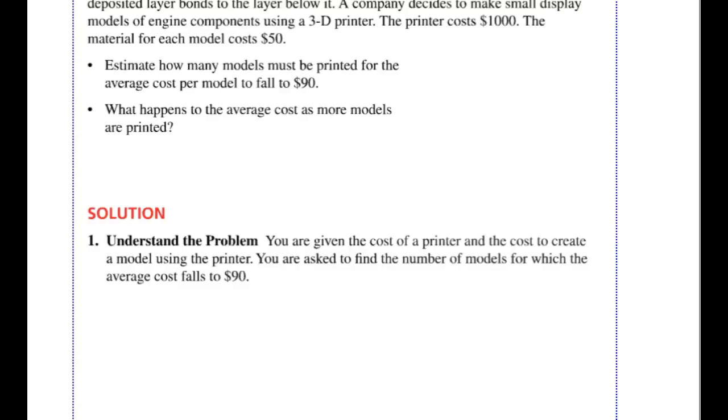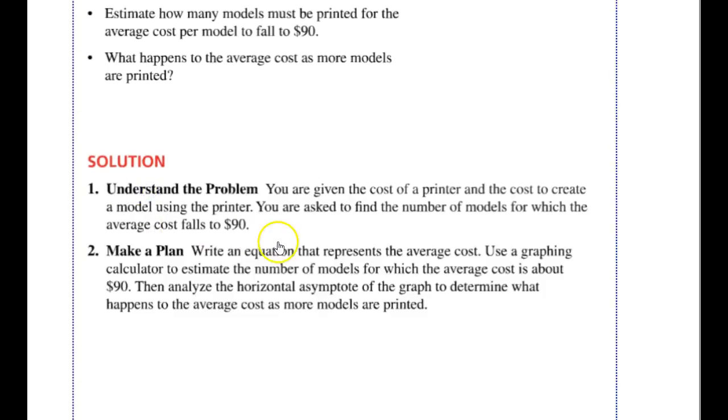And so then I'm asked to find the average. Okay, so now I want to write my equation that represents the average cost. Then I can use my graphing calculator to estimate the number of models for when the average cost is about $90. Then I can look at the horizontal asymptote to determine what happens when more models are printed.